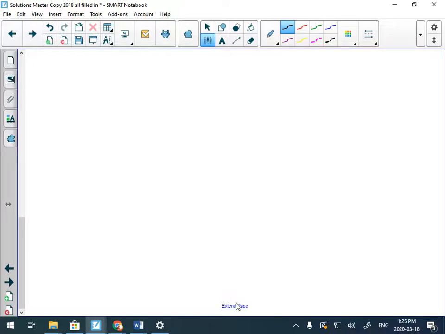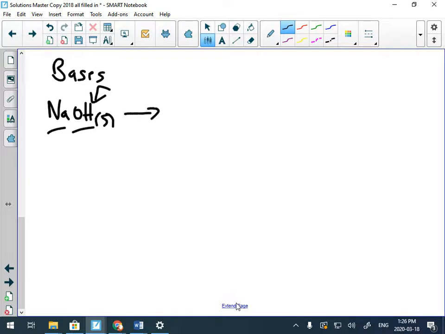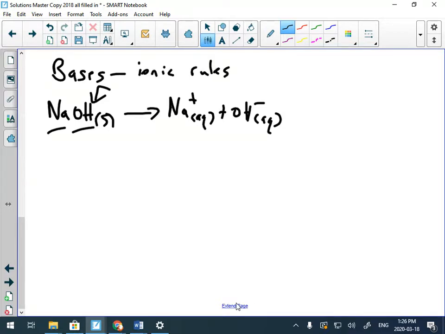Okay, and then finally we have bases. And bases are ionic compounds. The only thing that separates them is that usually they have hydroxide as a polyatomic. And remember, sodium's really soluble, so it just breaks up. They have the same rules as ionic compounds, and I've already covered ionic compounds. So those are the different things you have to worry about.